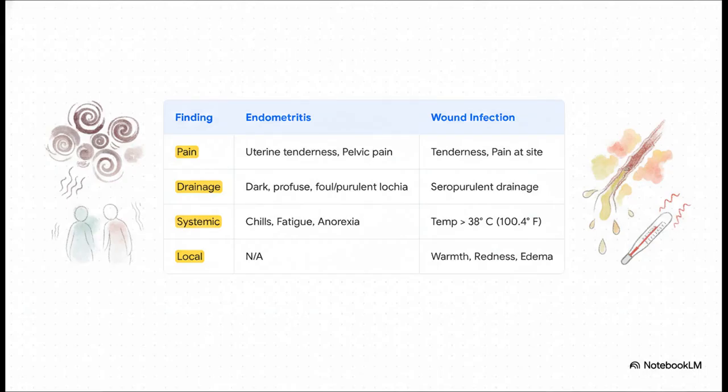This right here is your clinical cheat sheet for telling these two infections apart. Let's really focus on the drainage. For endometritis, your biggest clue is going to be that foul-smelling, maybe even pus-like lochia. But for a wound infection, you're looking for local signs right at the incision. You'll see warmth, redness, and that seropurulent drainage. That's a thin, yellowish, pus-like fluid coming from the wound itself.